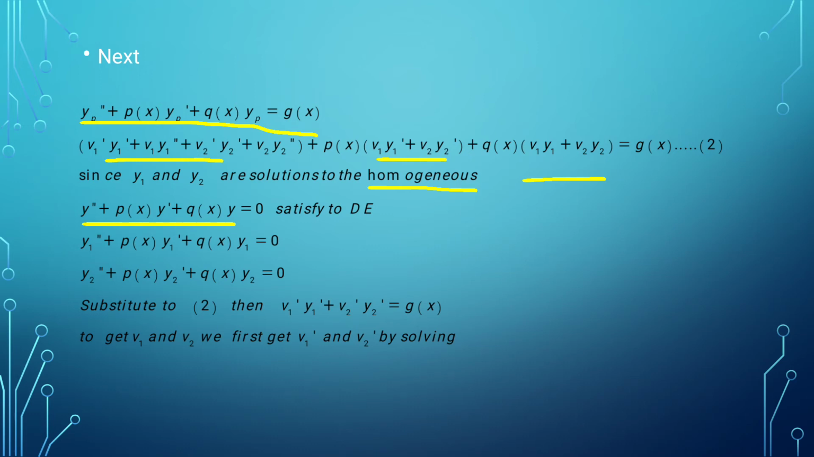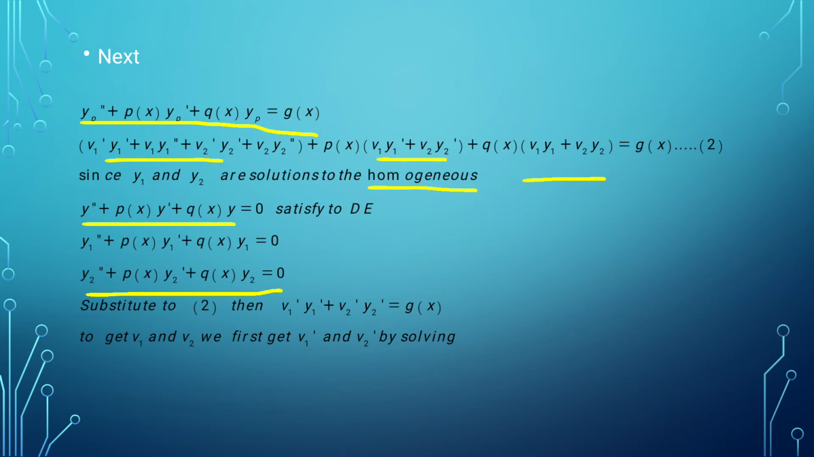And if that is true, even this is also true. So here we have two equations, because they are solutions to the homogeneous DE. So if we have these two equations, it means that we can solve for y1.